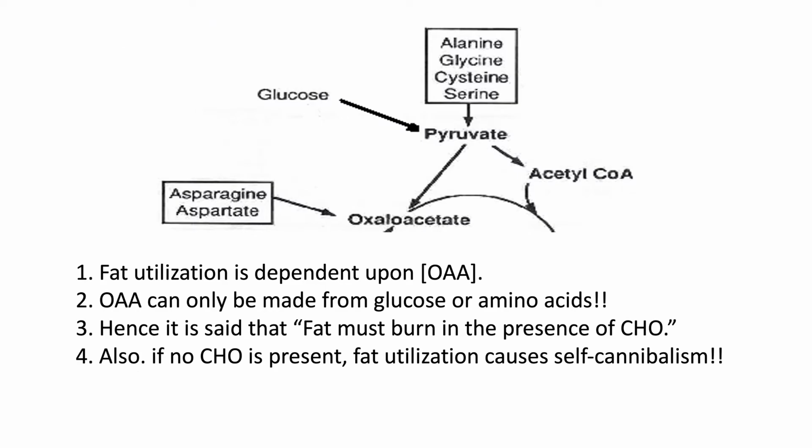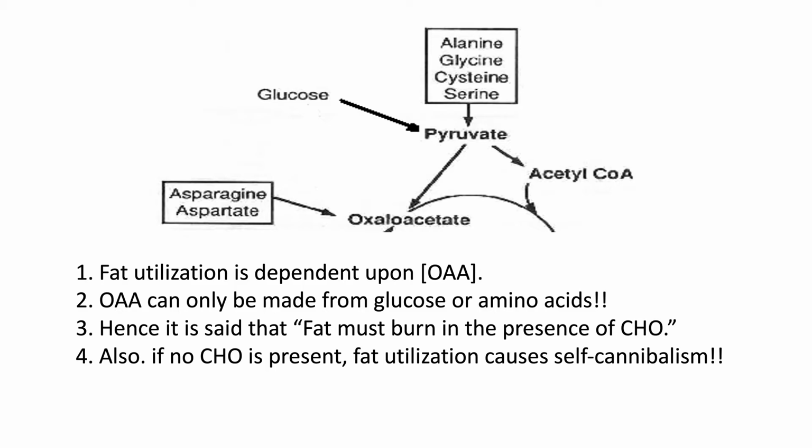Okay, just a little rehash on oxaloacetate. I know I've talked about it, but I can't stress enough how important it is metabolically. It says fat utilization depends upon OAA, short for oxaloacetate. OAA can only be made from glucose or amino acids. And you can see right here, if we have pyruvate, and ideally that's coming from glucose, that's going to form oxaloacetate. Or you can break down amino acids into the individual ones to give us pyruvate, or broken down into the individual ones to give us oxaloacetate.